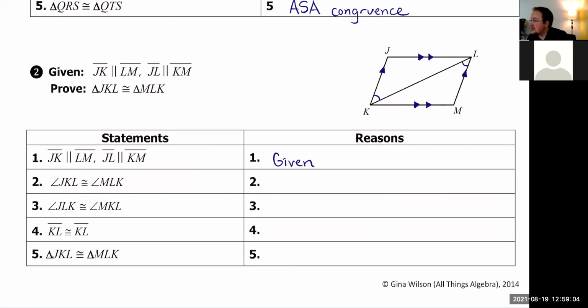I'm gonna nudge us towards the right. Almost. They are alternate because they're on opposite sides of that transversal, but they're not outside the parallel lines. They're inside. So it is alternate interior angles. I'm going to abbreviate it today. Alternate interior angles.